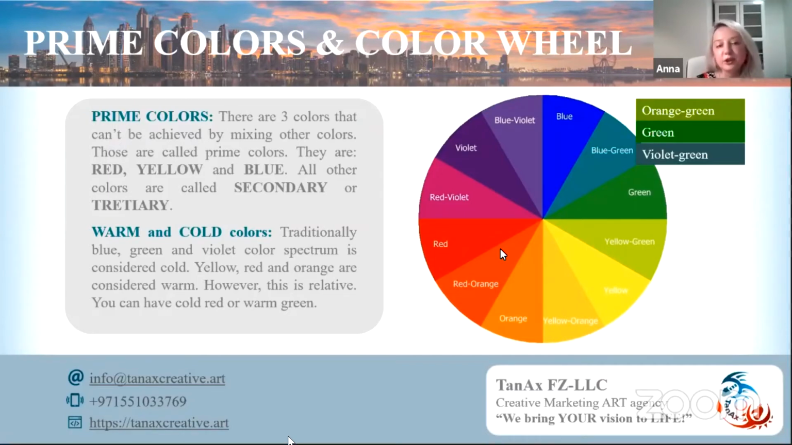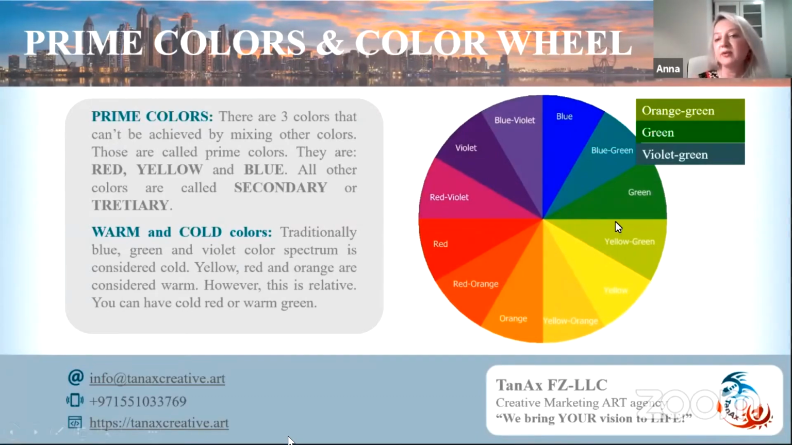Then we have a definition of warm and cold colors. So traditionally, the idea is that red, orange, and yellow are warm colors. Blue and green are considered cold, violet as well. So this, in theory, most simplistically explains what cold or warm is. But the thing is that you can have different shades of one color, and it can be very relative. For example, I can have a warm blue in comparison to a more cold blue.